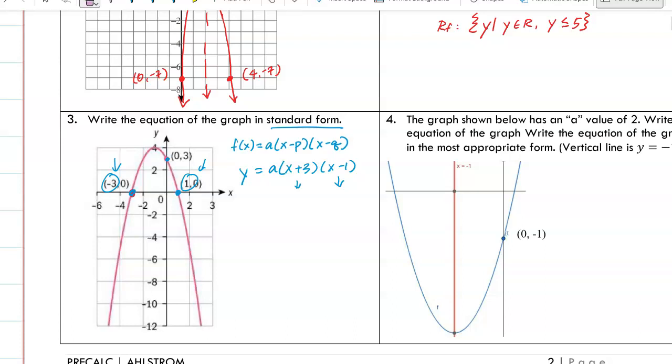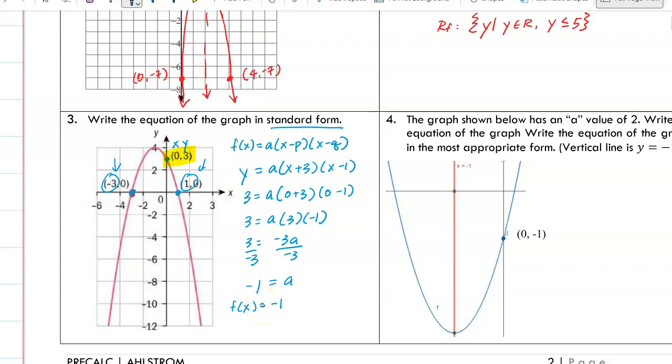Okay, now I have to find a. So I have to use this point right here. I'm going to go ahead and put in 3 as my y, and this is x and y. So 3 equals a times (0 + 3) times (0 - 1). So 3 equals a times 3 times -1. 3 equals -3a, divide both sides by -3. a equals -1. So we have f of x equals -1 times (x + 3)(x - 1).